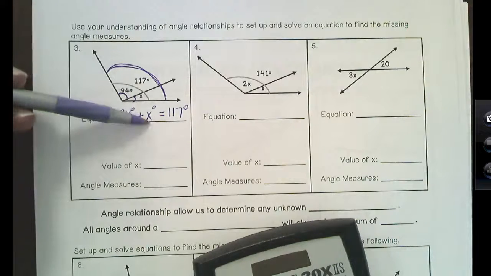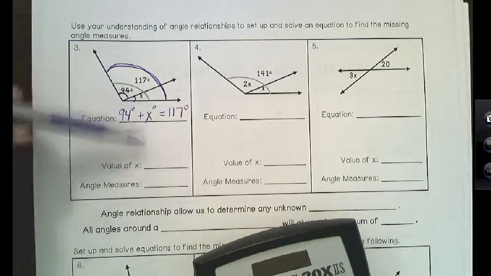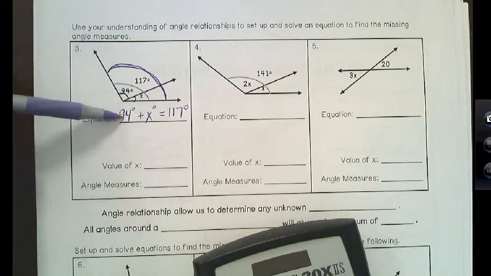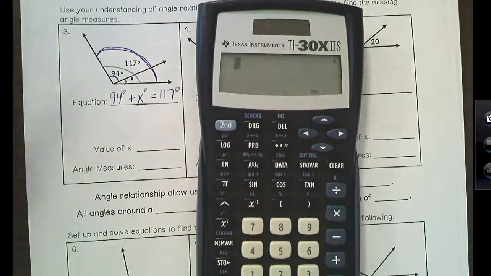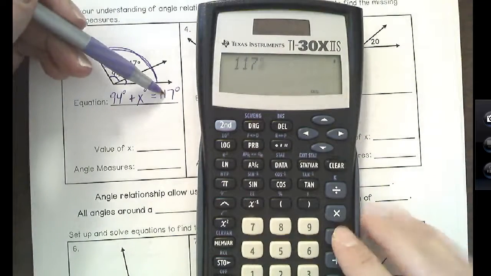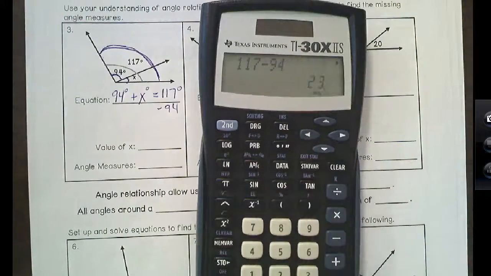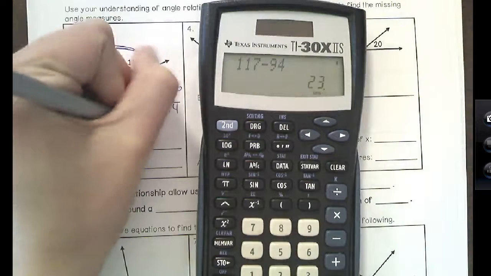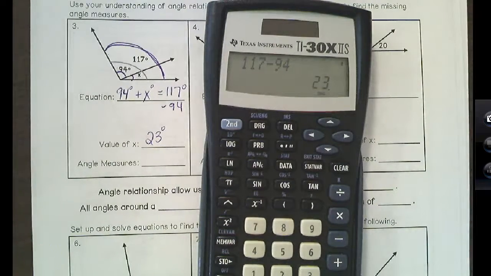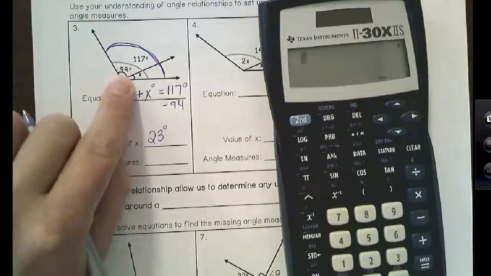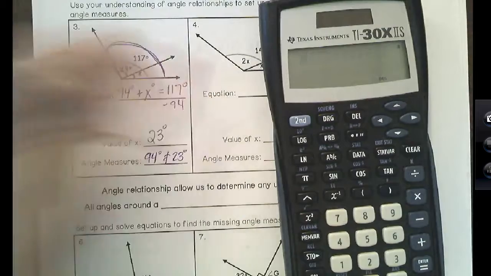And so then, if I want to figure out what x is, well, I know that 94 plus x is equal to 117. So I'm trying to figure out, what do I have to add to 94 to get 117? Well, I like to take that addition problem and turn it into a subtraction problem. So I'm going to start with 117 degrees and subtract the 94 degrees. And that tells me that there are 23 degrees left over for x. So my two angle measures are 94 degrees and 23 degrees.